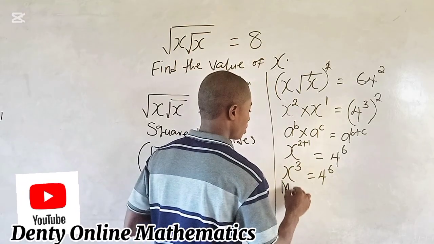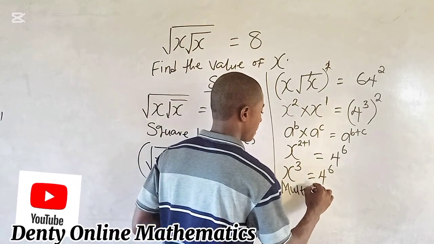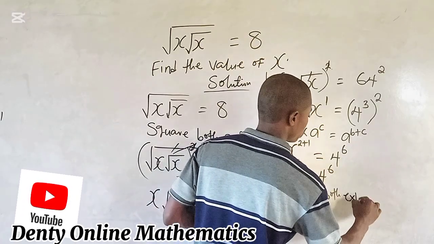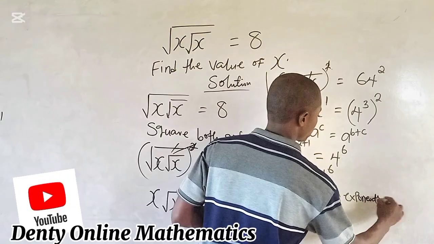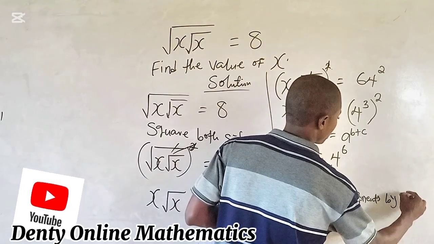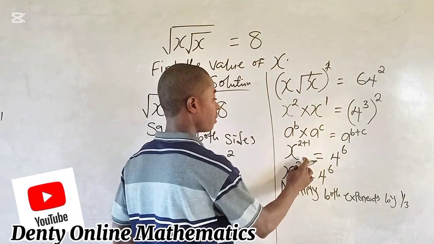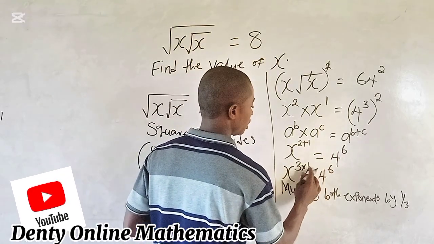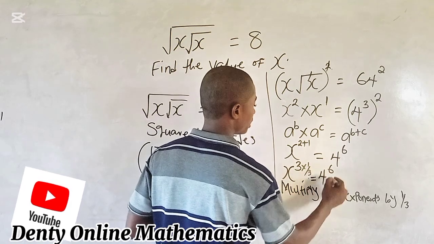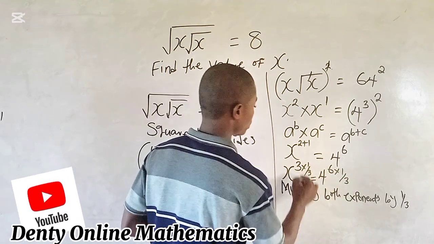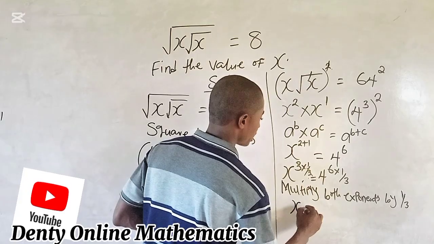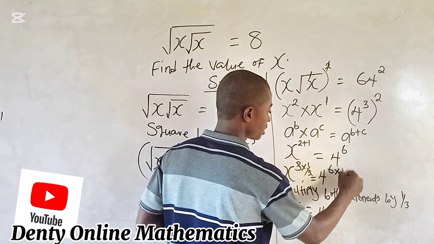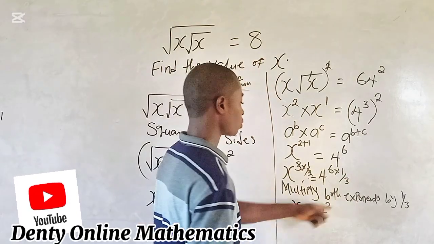So I can say, multiply both exponents by 1 over 3. What this means is I'll multiply here by 1 over 3, I'll also multiply here by 1 over 3. So 3 will cancel 3, and x will be left, because x will be equal to, now this will be 4 raised to the power of 6 times 1 over 3, which is 6 divided by 3, which is 2. So x will be equal to 4 squared.